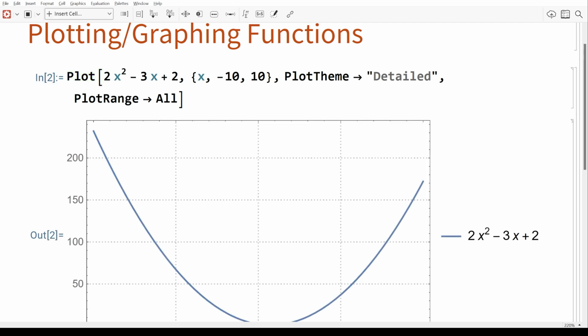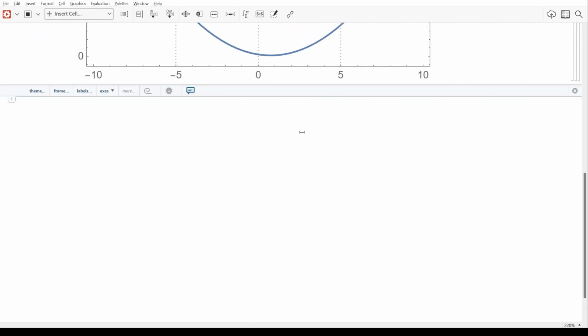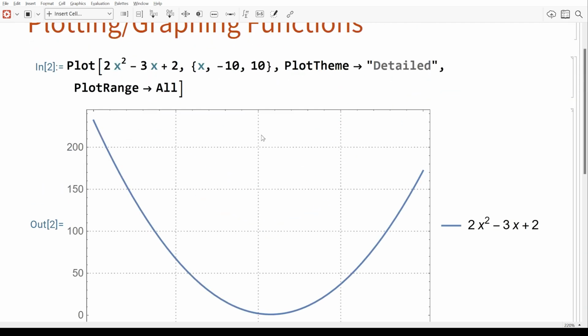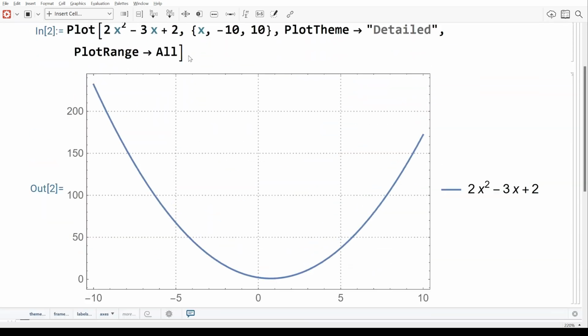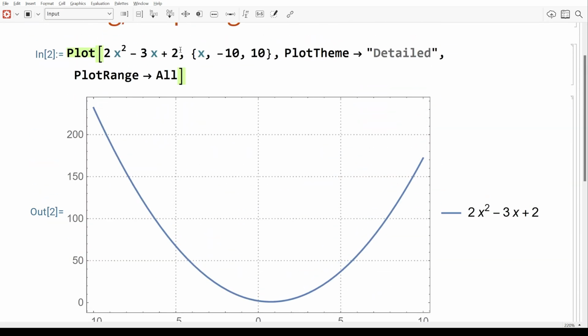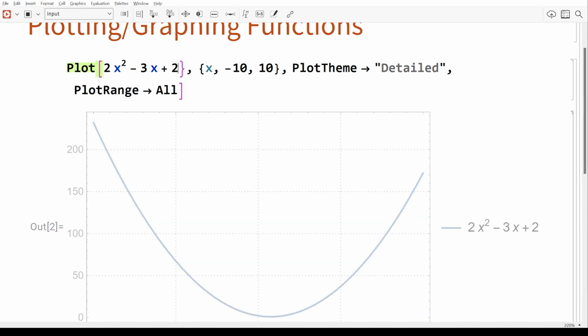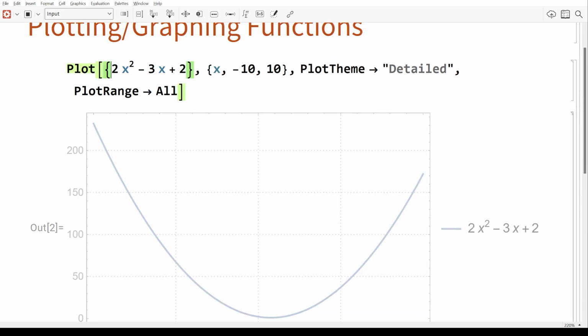Let's say all. I want to see throughout the whole range. So this is what it shows me from minus 10 to 10. All right. Now let's say I want to see another function and compare what happens if I take the same thing, but instead of plus 2 in front of x squared, I put a negative 2.